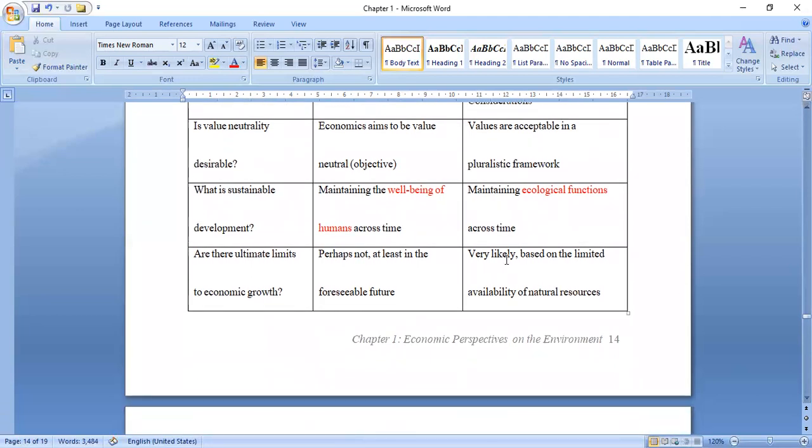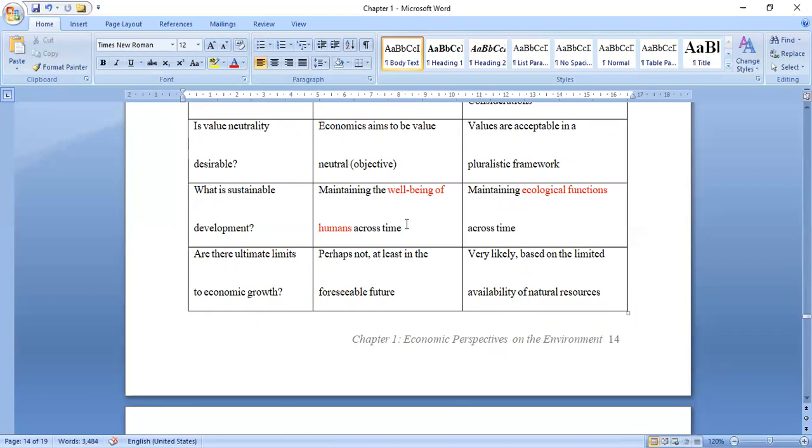Then in terms of sustainable development, the environmental economists, like we've already seen, are anthropocentric in nature. And anthropocentric means that they look at human beings.